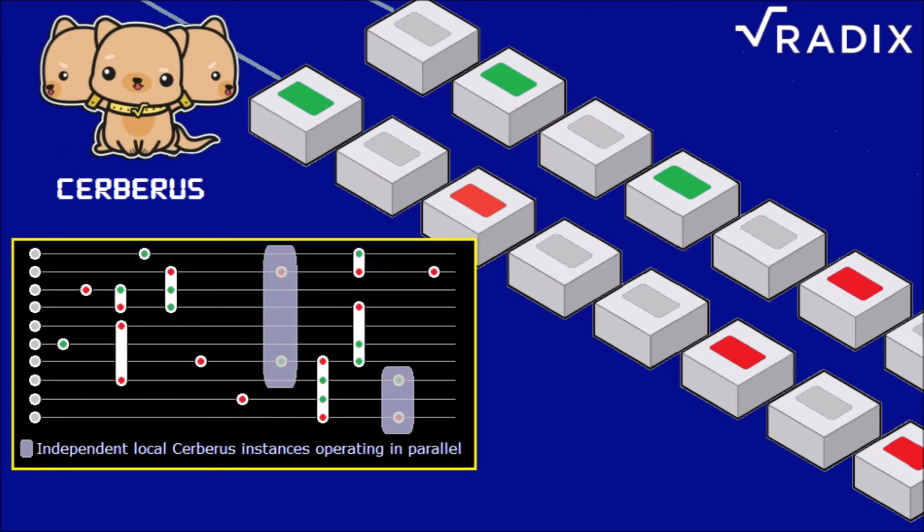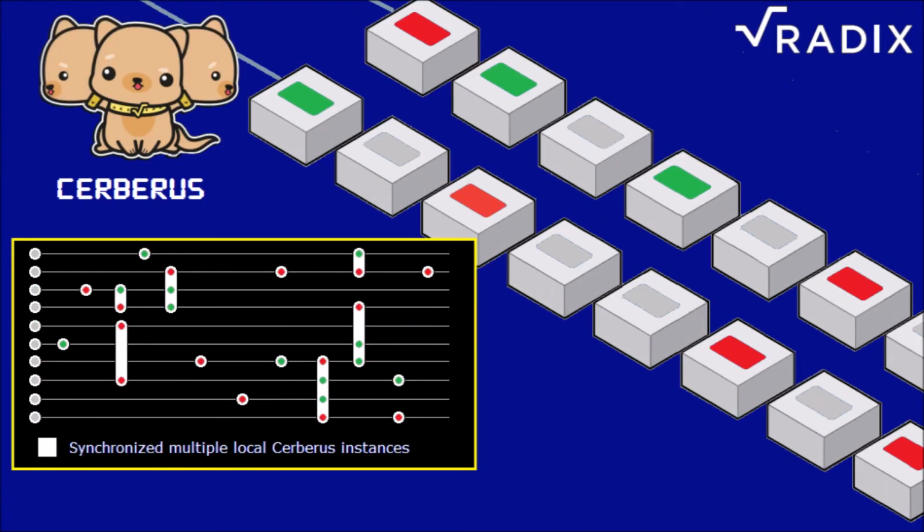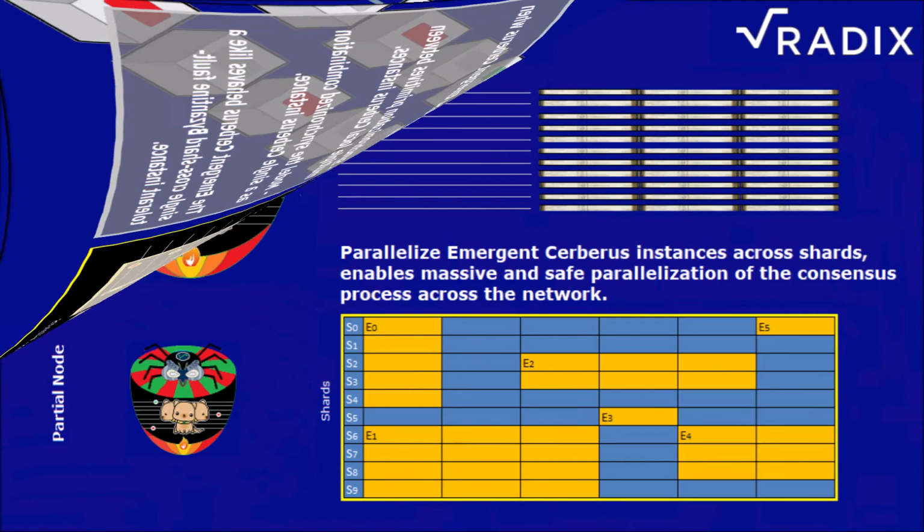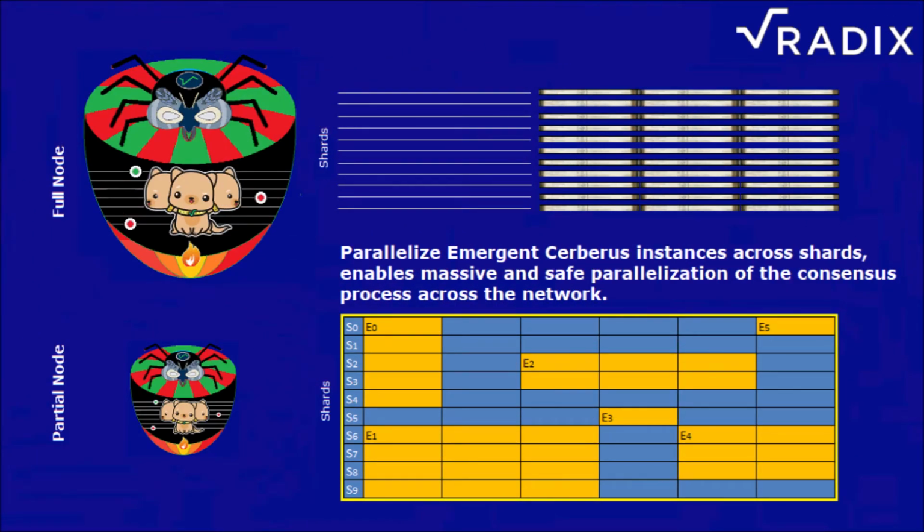We also have independent local Cerberus instances operating in parallel. And finally, there are synchronized multiple local Cerberus instances. We have also emergent Cerberus when we add, first, synchronization primitives between multiple local Cerberus instances. Second, model the synchronized combination as a single Cerberus instance. The emergent Cerberus behaves like a single cross-shard Byzantine fault-tolerant instance. Parallelizing emergent Cerberus instances across shards enables massive and safe parallelization of the consensus process across the network.